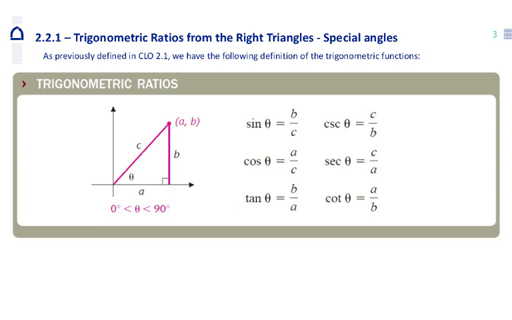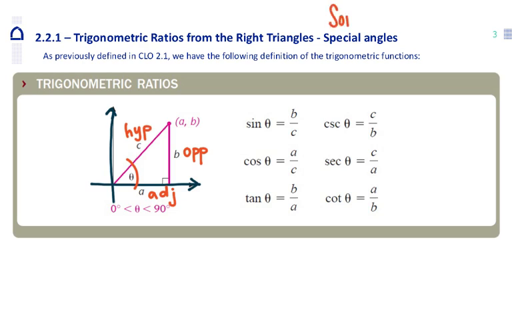Now this picture should be review from what we already learned in lesson 2.1, but if we were to draw our right triangle on the coordinate axes and put the angle theta in standard position, relative to this angle theta, we would call B the opposite side, and A the adjacent side, and C the hypotenuse.